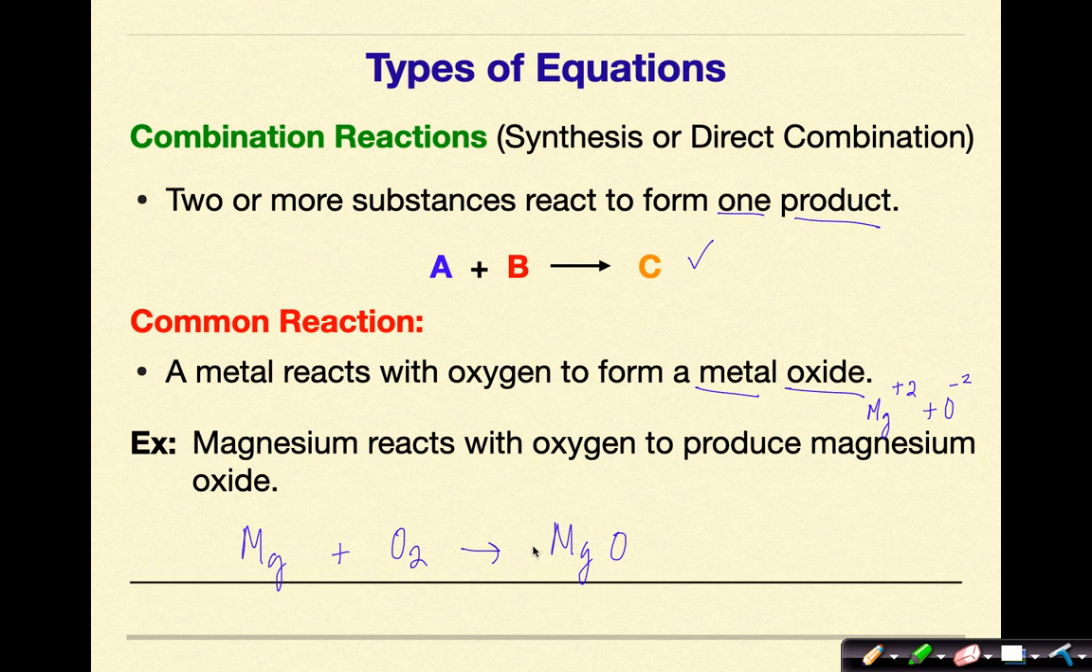Let's balance by mass. We have 2 oxygens on the left side, 1 on the right. Let's add a coefficient of 2 here, which changes the numbers of magnesiums on the right side to 2. Let's add a coefficient of 2 here on the left side. And we have a balanced chemical equation with coefficients of 2 to 1 to 2. That's a lowest numbered ratio. And this is our balanced chemical equation for this combination, otherwise known as synthesis or direct combination reaction.